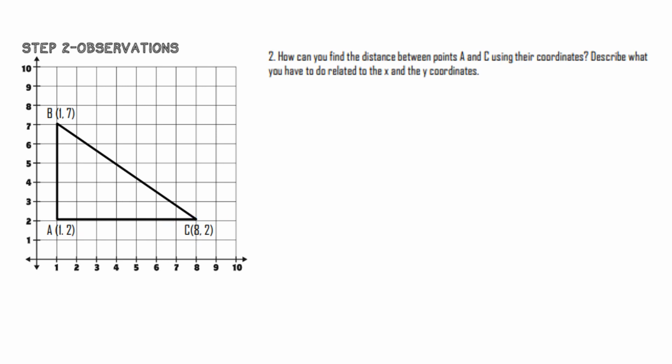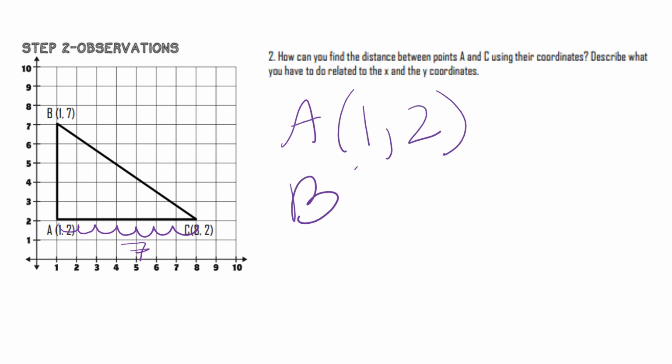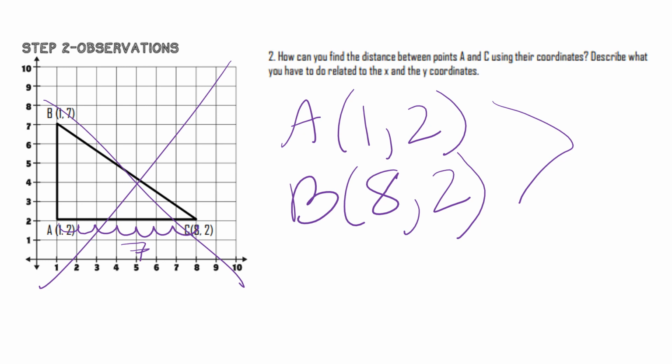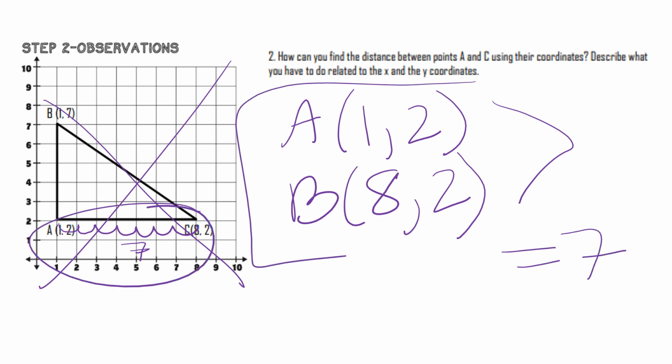Okay, so A and C. Again, we can count them: 1, 2, 3, 4, 5, 6, 7. I know the distance of that leg is 7. So with that being said, if I just gave you coordinates, A is 1, 2, and C is 8, 2, how can you find the distance without looking at the graph? If I didn't give you the image, how could you find the distance from A to C? We know the answer is 7 because we counted them on the coordinate plane. So from these numbers, how can you arrive at 7?